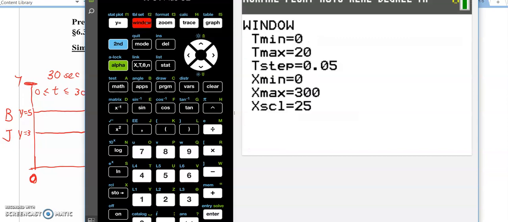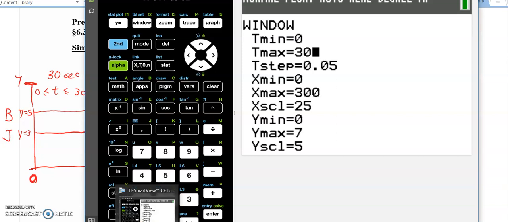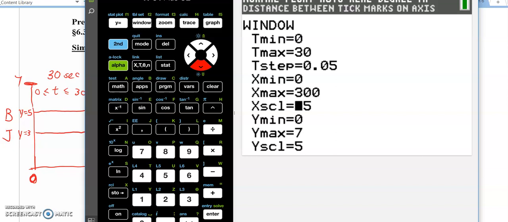We'll go to Window. And I'll type in 30 seconds for Tmax. I believe they told us to use t-step of 0.5. And we'll go from 0 to 300, as I said. X scale doesn't matter too much. It's just how far apart the tick marks are on the horizontal scale. And 0 to 7 vertically. And we'll put Y scale of 1. It doesn't really matter. Okay.